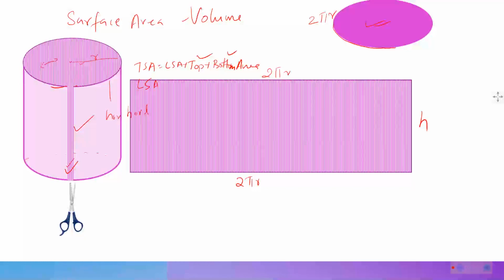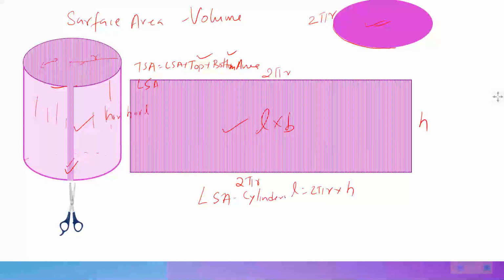If you ask me how to find the area of this figure, it looks like length into breadth, where length is equal to 2 pi r and breadth is equal to h. So my dear students, in order to calculate the lateral surface area of a cylinder, we get 2 pi r h.